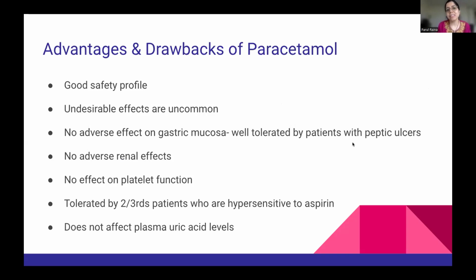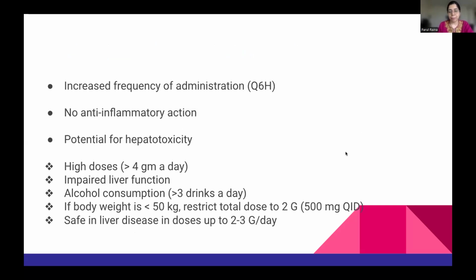So what are the advantages and the drawbacks of paracetamol? It definitely has a good safety profile. As I already mentioned, it doesn't act on the peripheral COX enzymes, so other undesirable effects are very uncommon with paracetamol. It is well tolerated by patients with peptic ulcers. It has no adverse renal events and no effect on platelet function, which is generally seen with non-steroidal anti-inflammatory drugs. It doesn't affect plasma uric acid. We can give it with increased frequency.